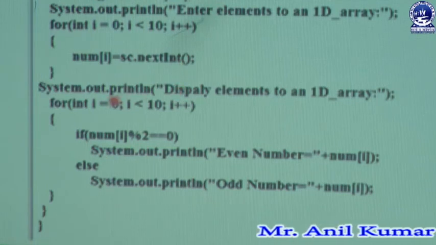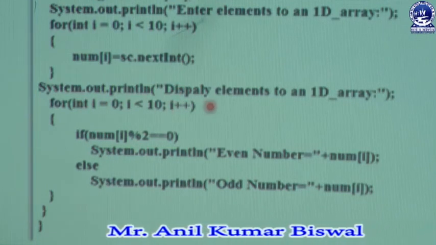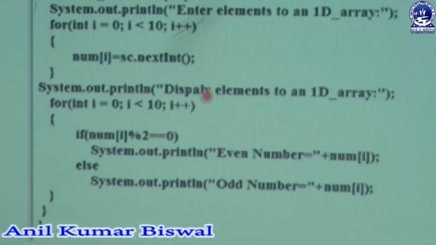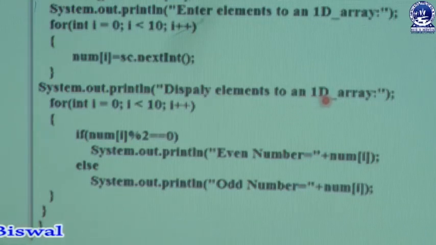The next statement is System.out.println with a message like display elements of the 1D array. Then in that block we also have a for loop, because a for loop helps us sequentially execute the same type of statements more than one time. That's why we give a condition of 10 times. Here also i starts at 0, i less than 10, condition true, control shifts to the next line.